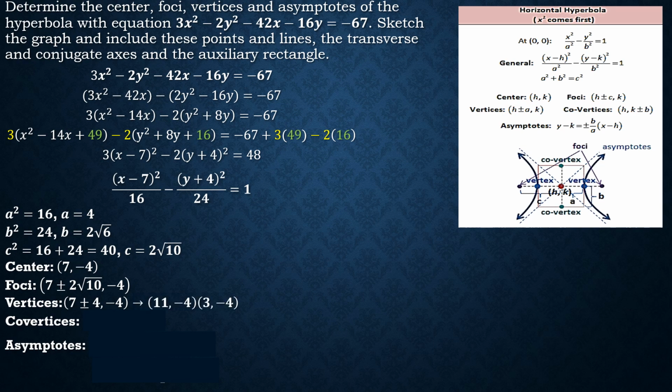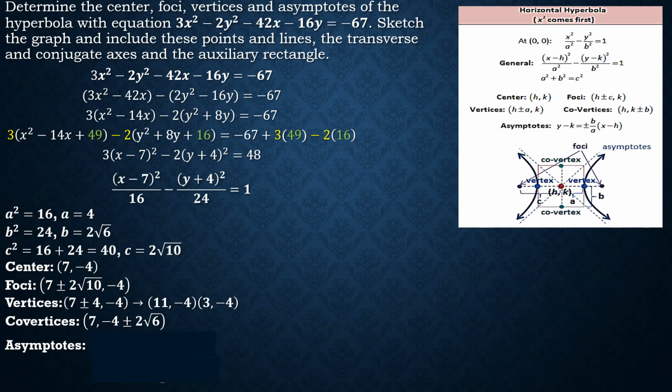We have 11, negative 4, and 3, negative 4. For the co-vertices, the formula is h. Copy the h, which is 7. And for the y-coordinate, we have k plus minus b. So, k is negative 4, and our b is 2 square root of 6. So, yan ang ating co-vertices.